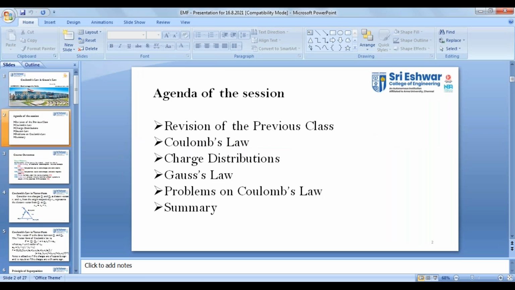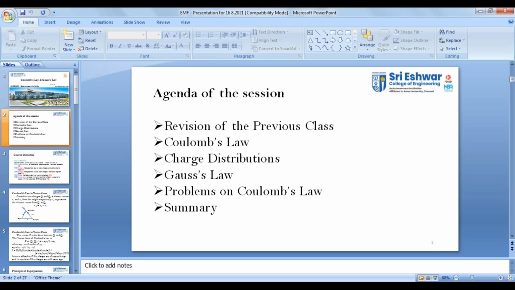First, revision of the previous class, what we have done so far. Then we will go to Coulomb's law. Actually, we have covered Coulomb's law, but what we have covered so far is the basics of Coulomb's law. Here we will see Coulomb's law in vector form and the principle of superposition.